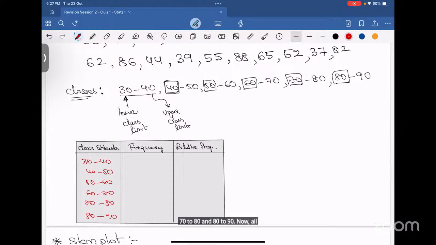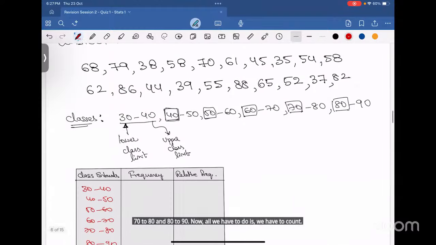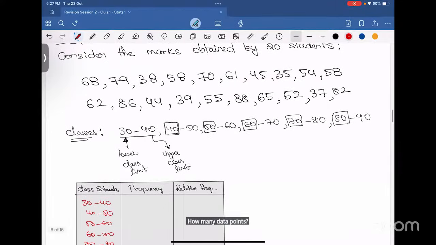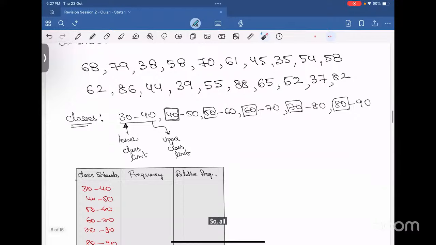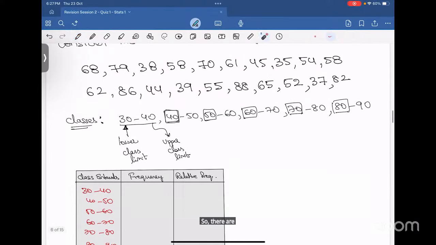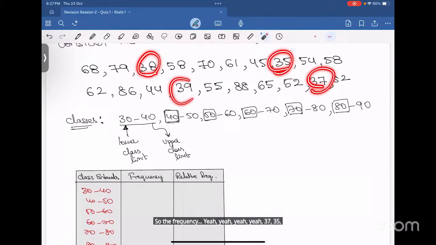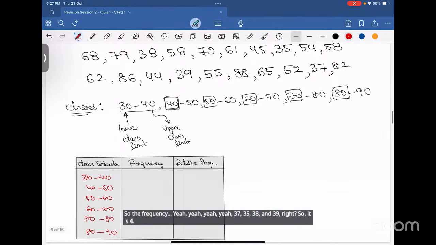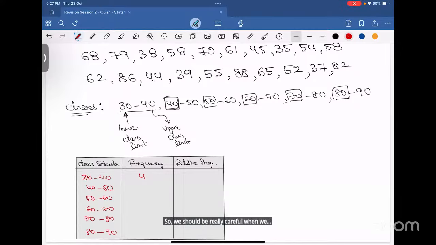Now all we have to do is count how many data points are there in the interval from 30 to 40. If you count, it is 38, then 35, 39, 37. All of these fall in the class 30 to 40. So the frequency is 4: 37, 35, 38, and 39, right? We should be really careful when we draw these frequency tables.